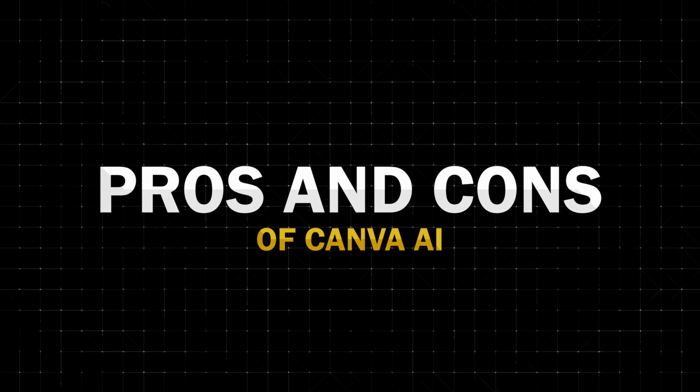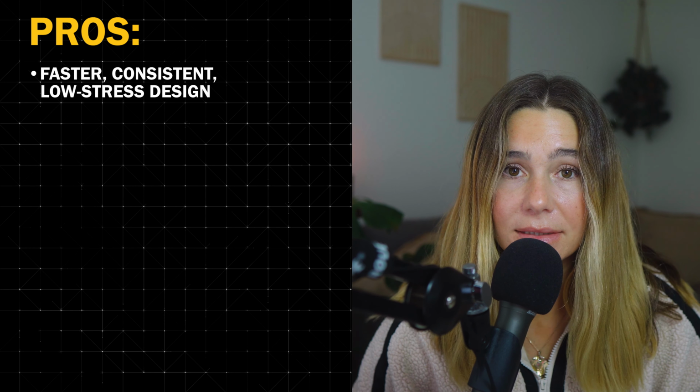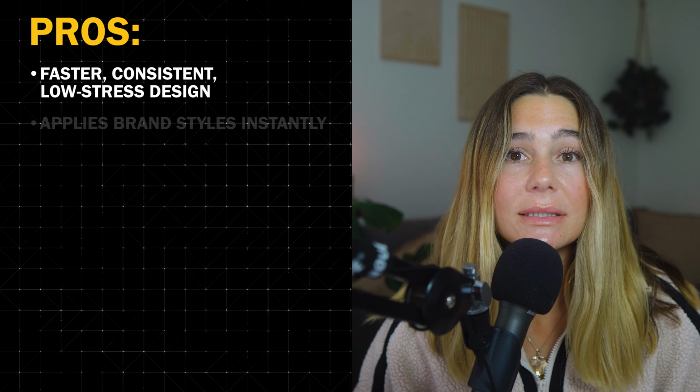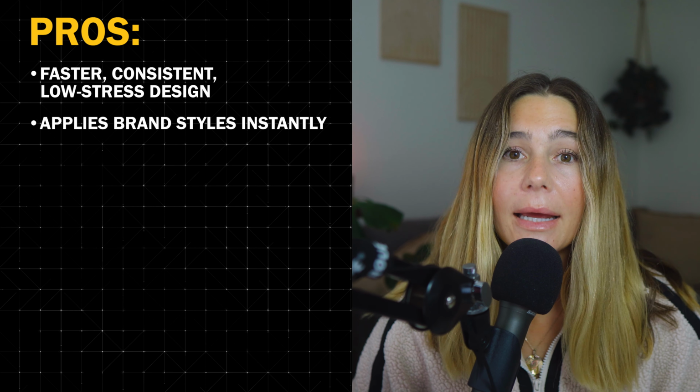Let's talk about some of the pros and cons of Canva AI. The pros are speed, consistency, and lower stress. AI helps you avoid the blank page and it applies your brand choices fast. It also gives you ready-to-use layouts so you can meet your deadlines. It is also built into the same place you already design, so there's no extra tool to learn or manage.